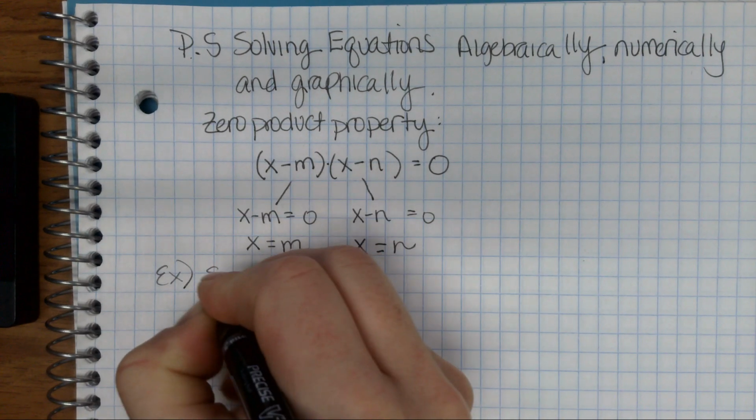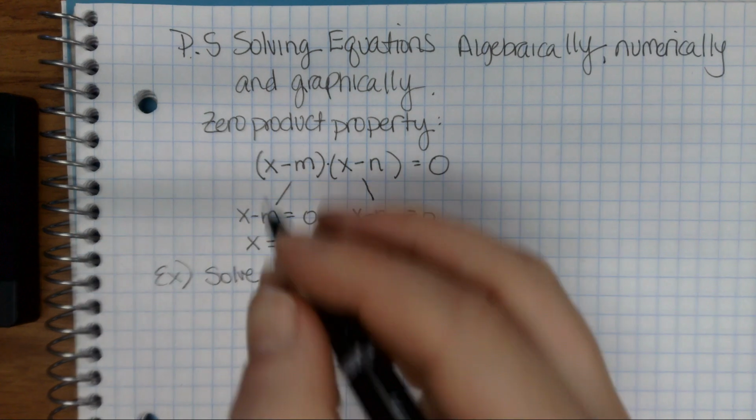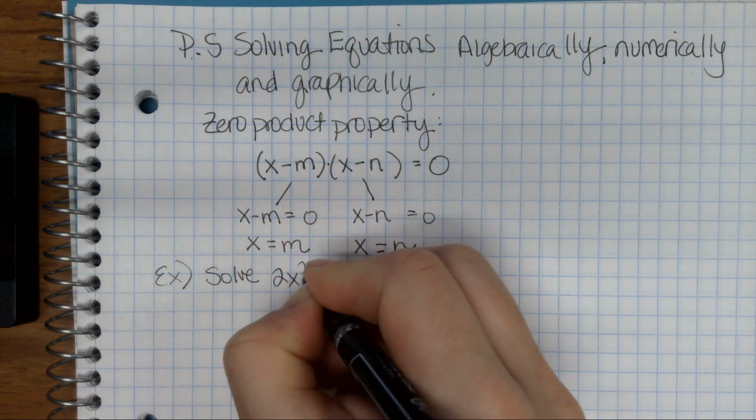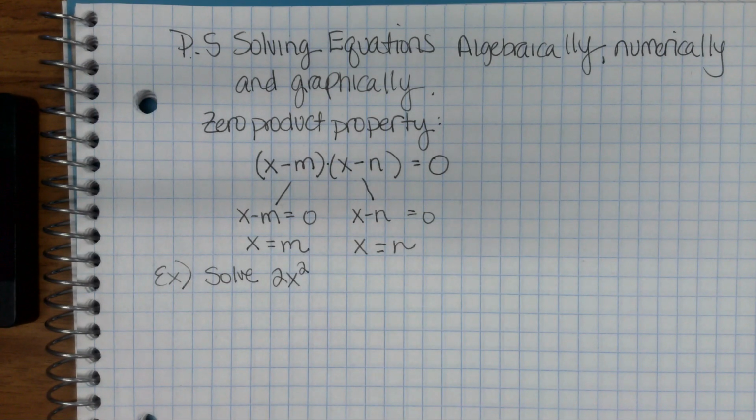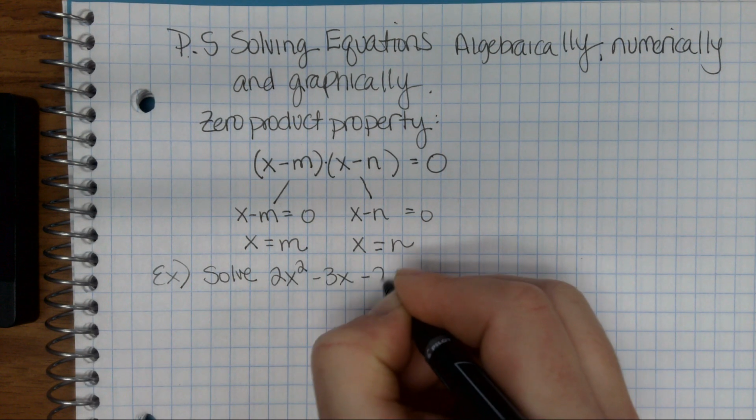All right. Let's solve 2x squared minus 3x minus 2 equals 0.